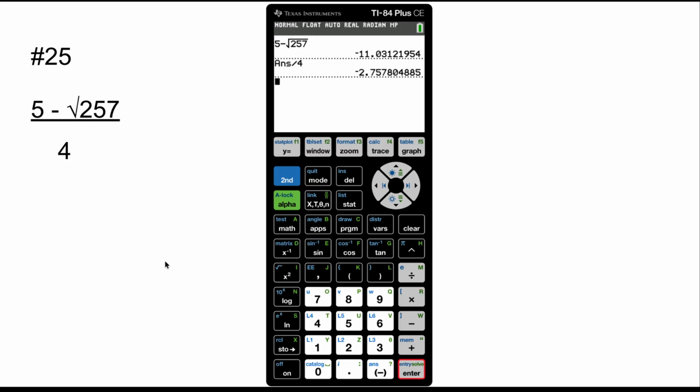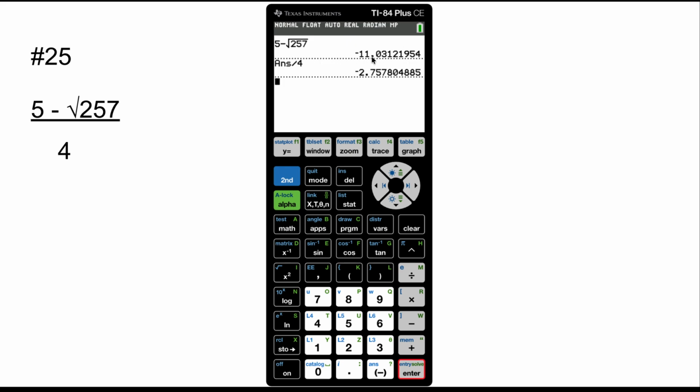Number 25. This one we are going to do in 2 steps. So first we're going to do our numerator, 5 minus the square root of 257. You see that in my top line? 5 minus the square root of 257. I hit enter, and you can tell because it has these dashes. And so this is that answer.